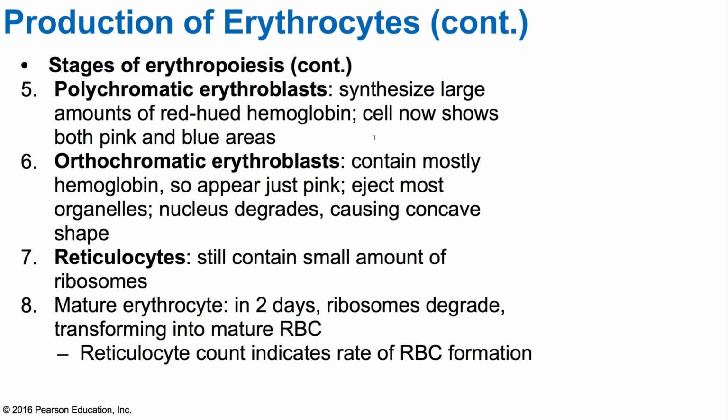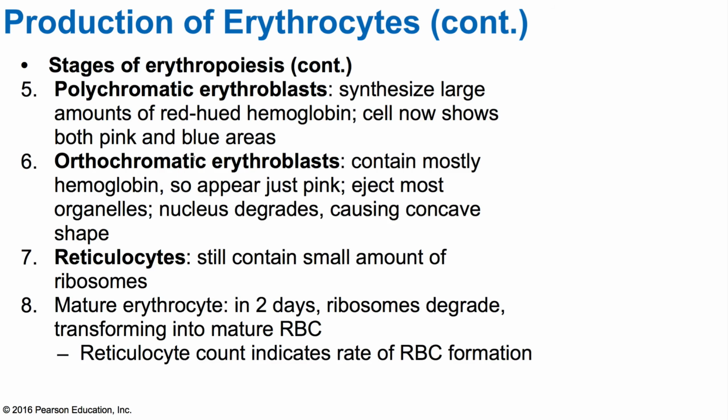So in other words, you have the ribosomes which are staining blue, and then also you have the hemoglobin giving it a different color, the hemoglobin and the oxygen that's coming through. So now you have a cell that looks both pink and blue in areas. The next step is that this polychromatic erythroblast will differentiate into an orthochromatic erythroblast.